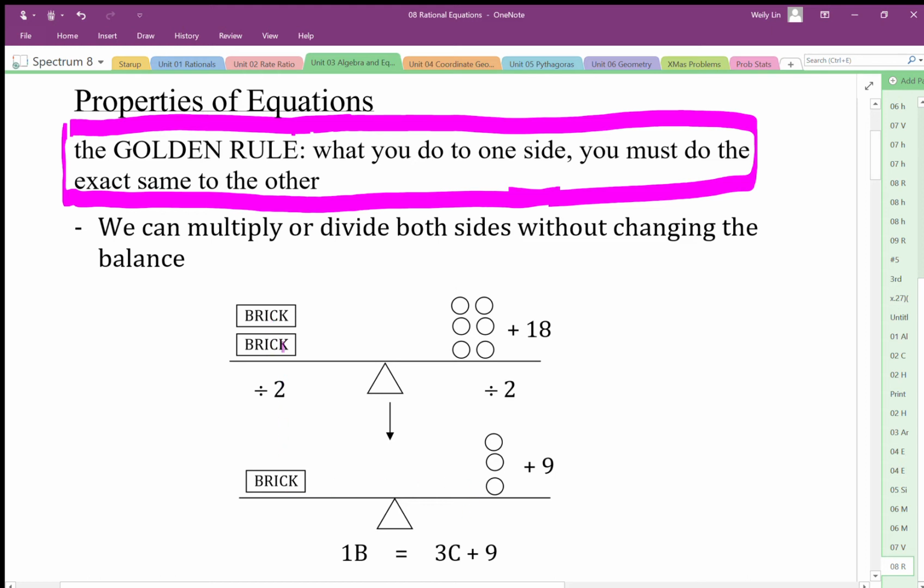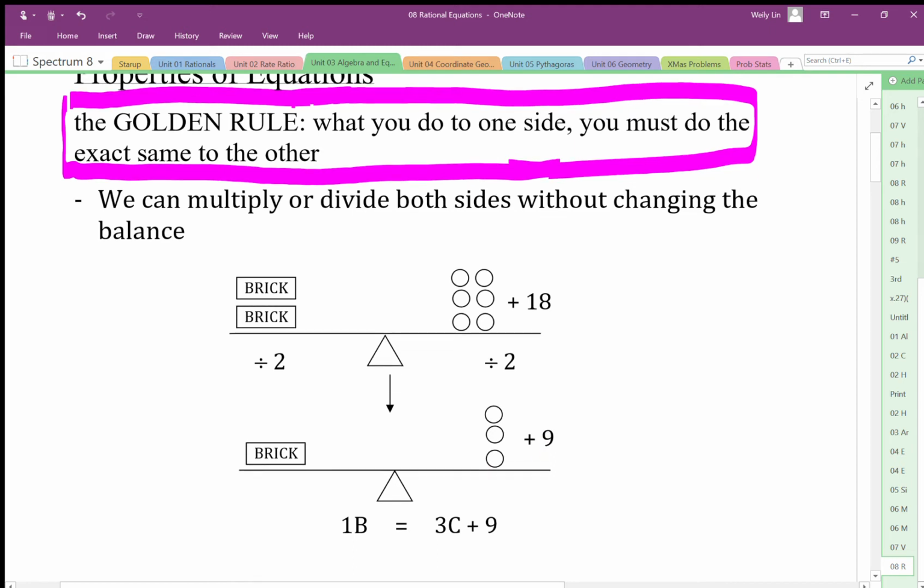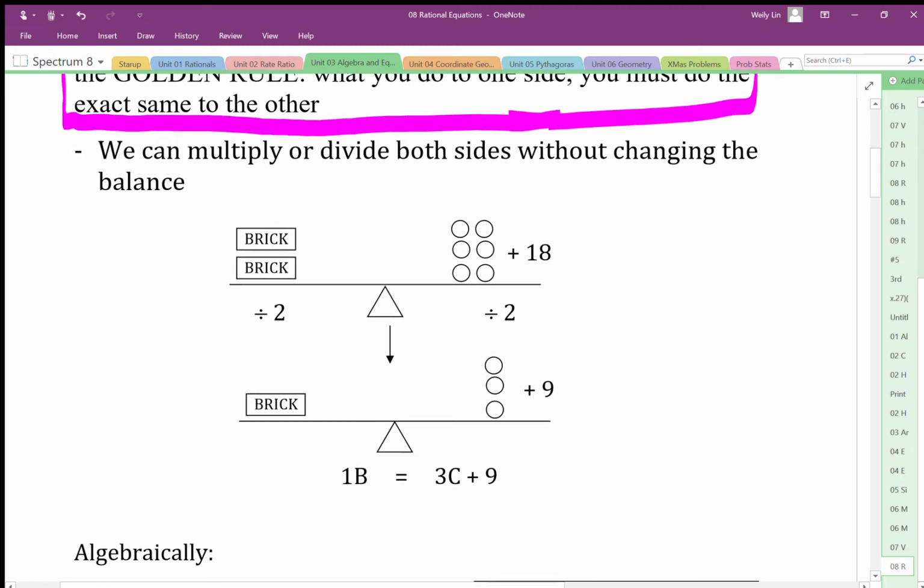So instead of 2 bricks balancing 3 circles plus 18 ones, we can say that 1 brick balances 3 circles plus 9 ones.